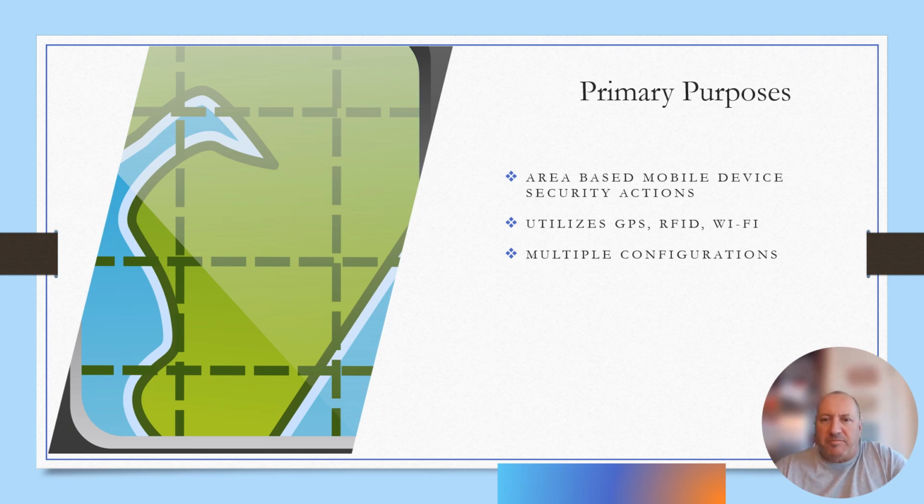The primary purpose of using this is once again to define actions once a mobile device comes into a specific area, and it can use a multiple of GPS, RFID, Wi-Fi, and there's also multiple configurations that can be used depending on what you're trying to accomplish.